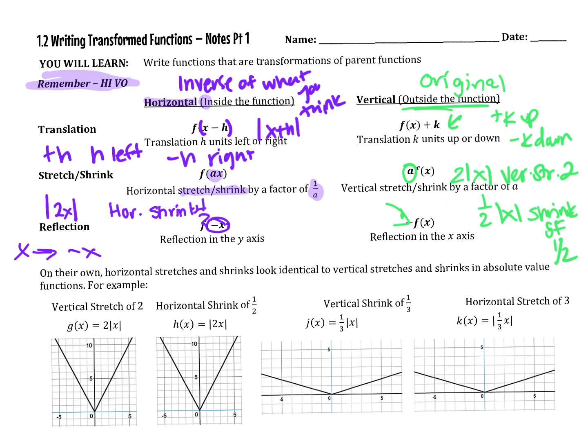So now that we've reviewed HIVO and what these transformations are and which parts of the function they affect, instead of identifying transformations, which is what we did last class, we're actually going to perform transformations. We're going to write a transformation on a function. So let's look at some examples.